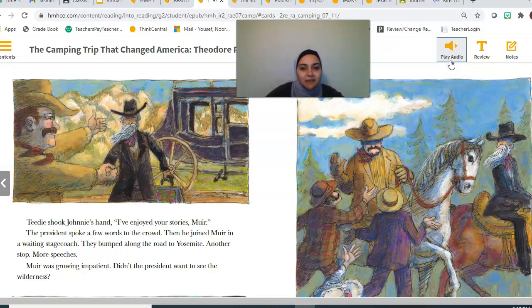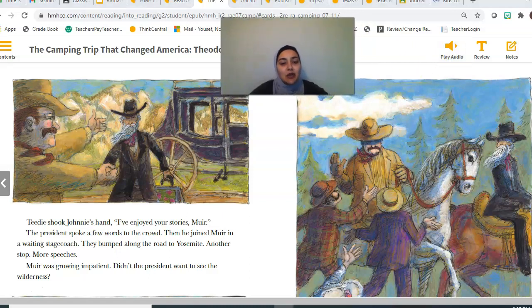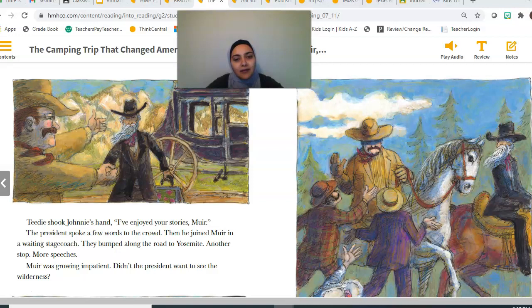So he was going to meet with John Muir to go see the wilderness, but on his way, everybody keeps stopping him. He's making speeches. Why do you think that's so? Maybe because he was the president of the United States. It was a big deal.